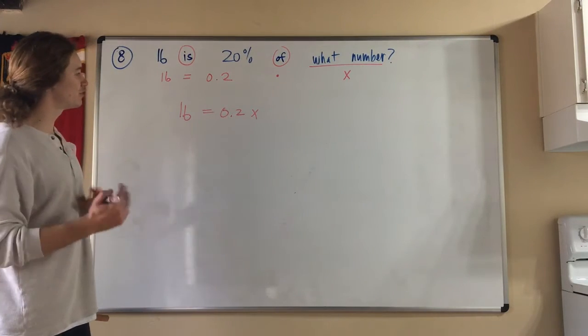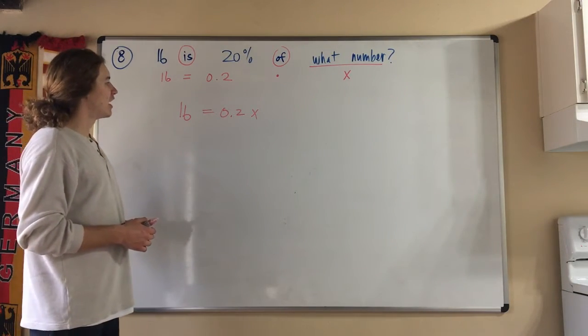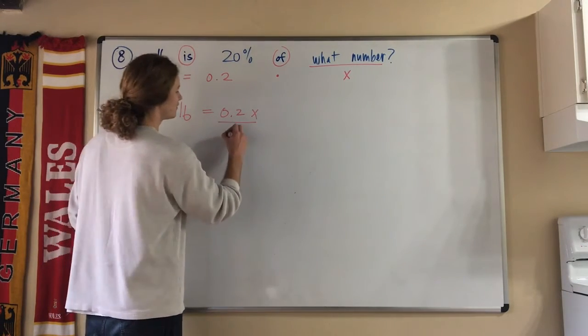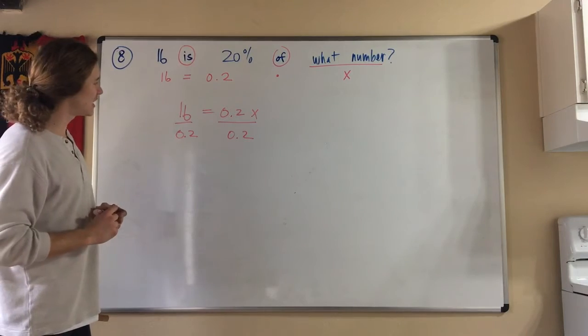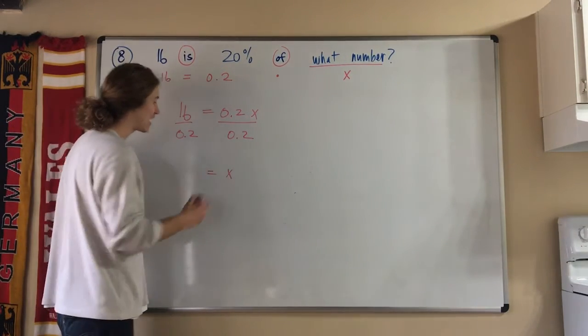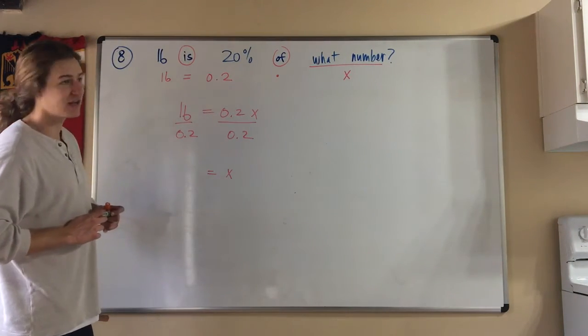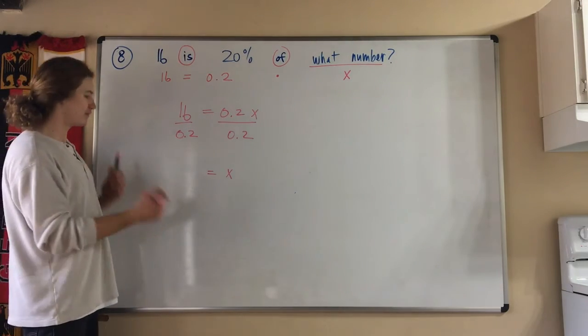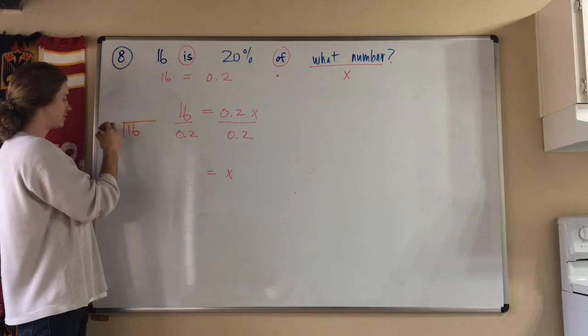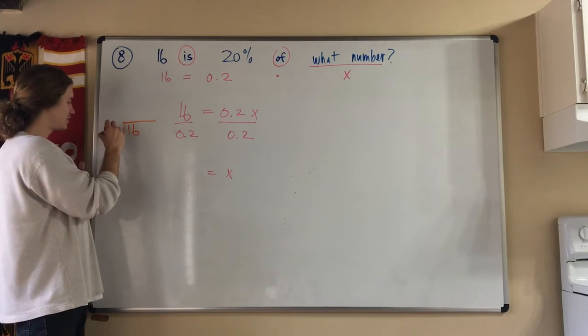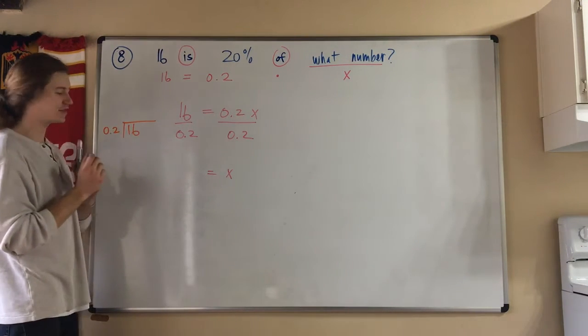To solve this equation, we could do maybe one of 2 things. You can just divide by 0.2 to get x by itself. If I divide by 0.2 on both sides, well, on the right-hand side, we just are left with x. How do we do 16 divided by 0.2? If that's not immediately clear, just do it the way you divide other numbers. Let's do long division. So let's do 16 divided by 0.2.